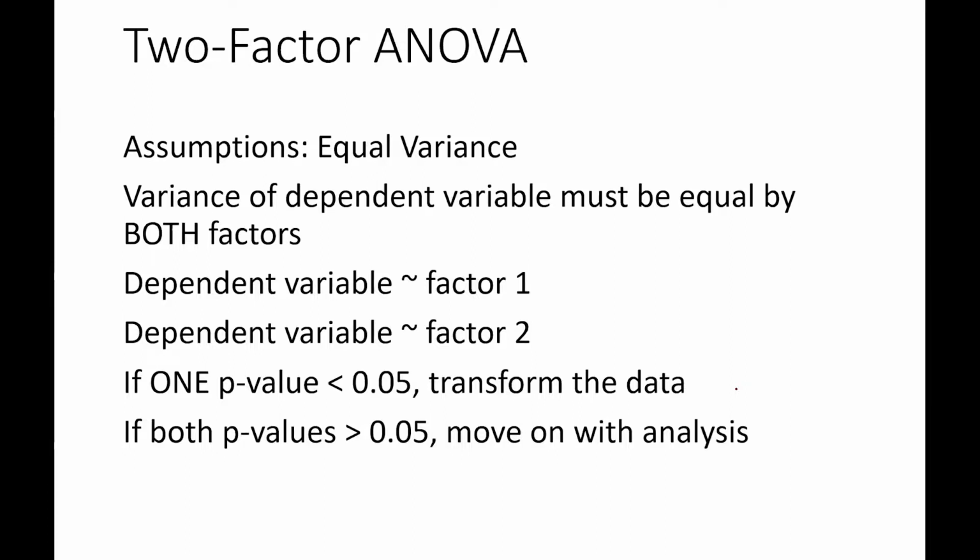Just like the 1-factor ANOVA, we assume that we have equal variances. Variance has to be equal by both factors. So you need to check using the Bartlett test for each factor. So dependent variable by factor 1, dependent variable by factor 2. If one of the p-values is less than 0.05 or both, you need to transform the data. If both p-values are greater than 0.05, you can continue with the ANOVA.